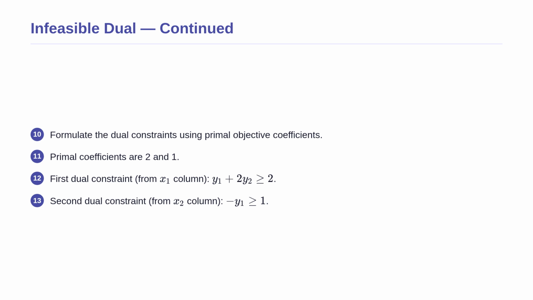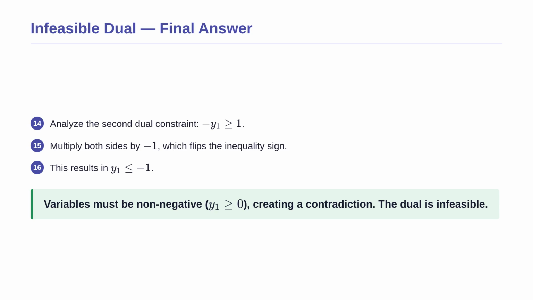We need to analyze the second constraint. Let us solve that second dual constraint. We have negative y1 is greater than or equal to 1. If we multiply both sides by negative 1, we must flip the inequality sign. This leaves us with y1 is less than or equal to negative 1. However, a fundamental rule of all linear programming is that variables must be non-negative, meaning y1 must be greater than or equal to 0. It is mathematically impossible for a number to be less than negative 1 and greater than 0 at the same time. This contradiction means the dual problem is completely infeasible.